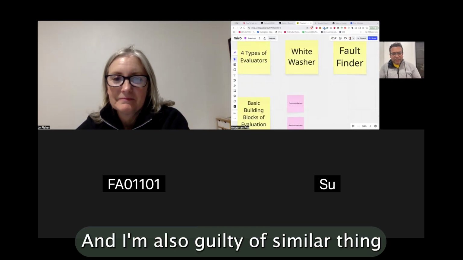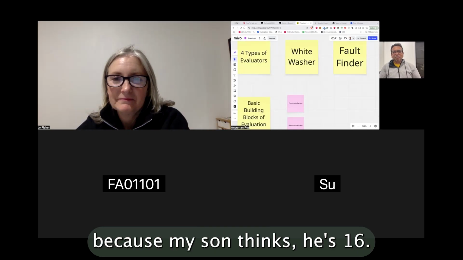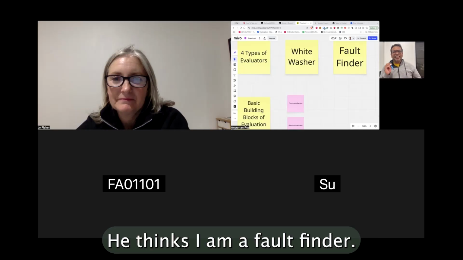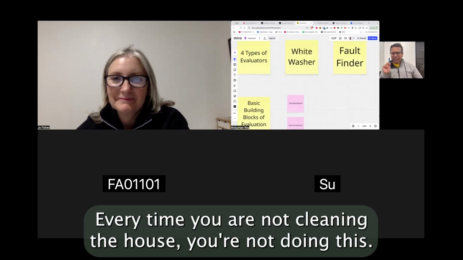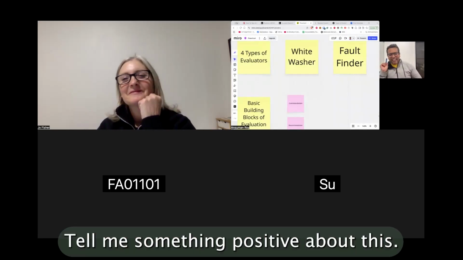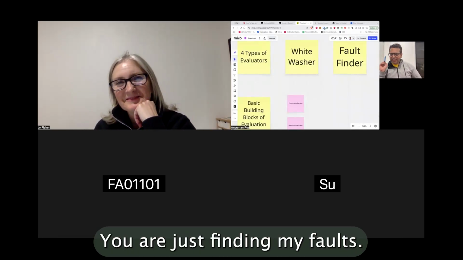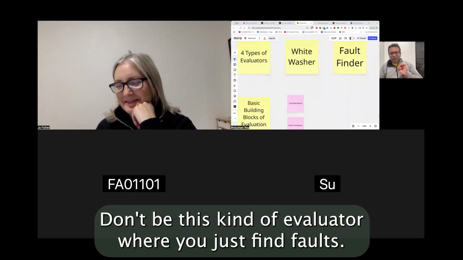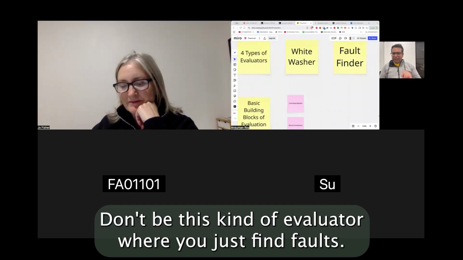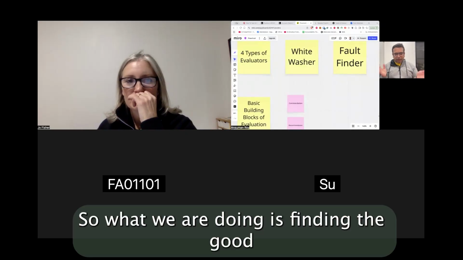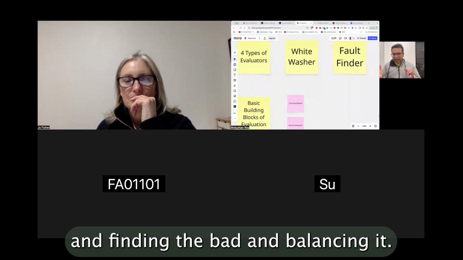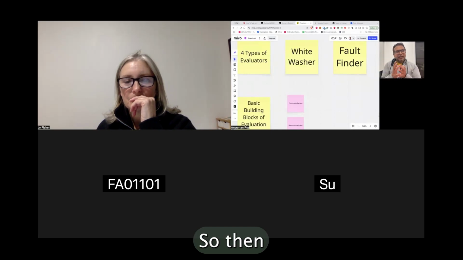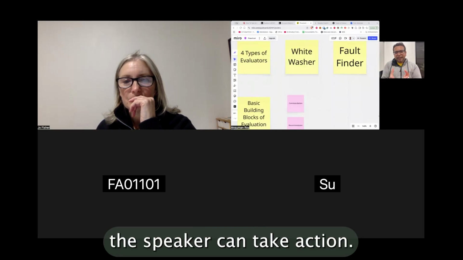And I'm also guilty of a similar thing because my son thinks he's 16. He thinks I am a fault finder. Every time you are not cleaning the house, you're not doing this, he comes, Dad, tell me something positive about this. You're just finding my faults. You're not seeing other things which I'm doing. Don't be this kind of evaluator where you just find faults. So what we are doing is finding the good and finding the bad and balancing it, so then the speaker can take action.